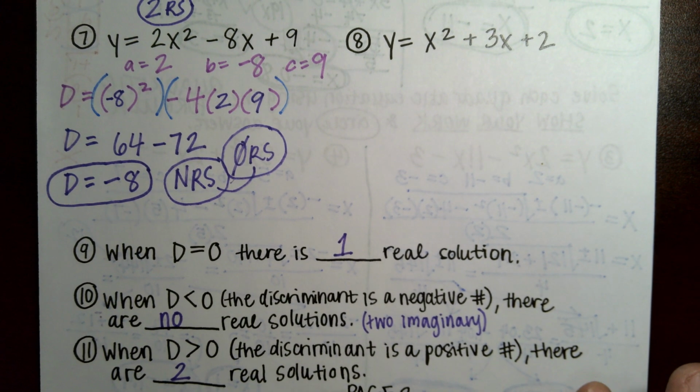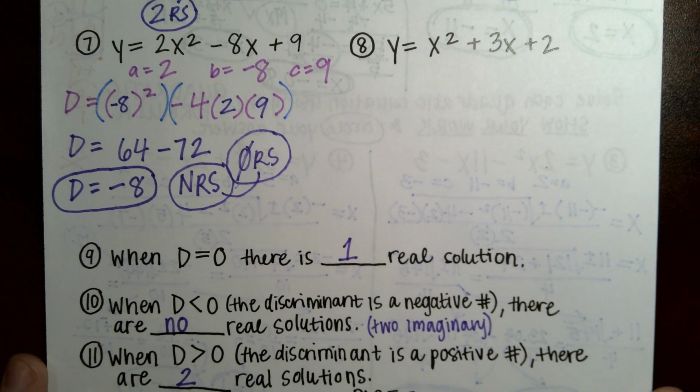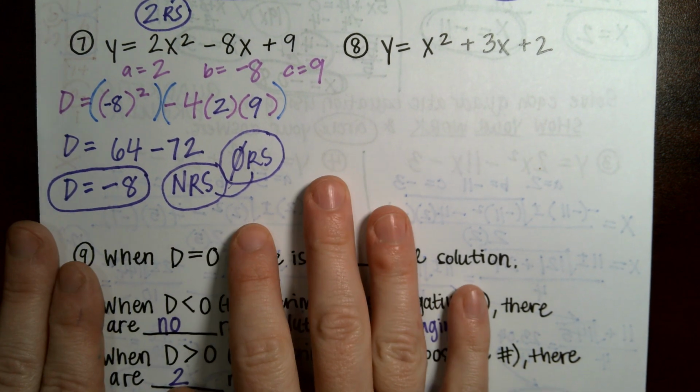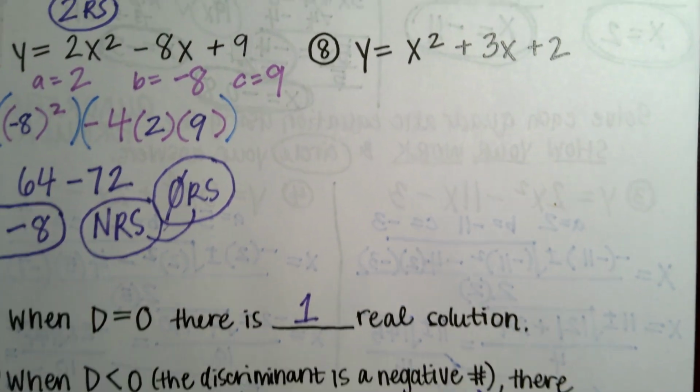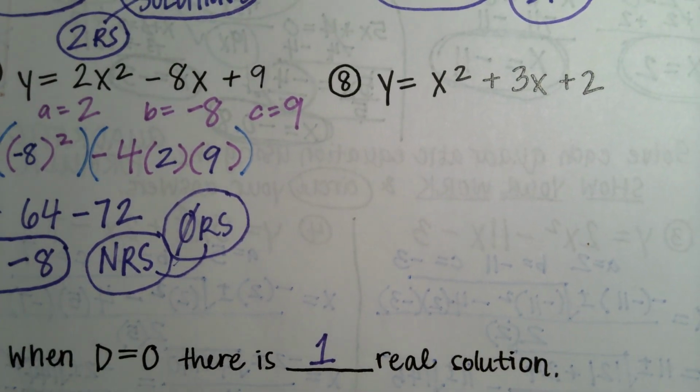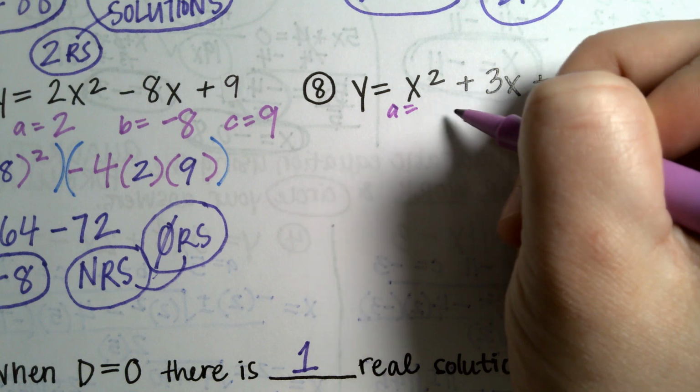Any questions on 7? Anybody still need the written word? We okay to move to 8? Okay, let's do 8. Last discriminant problem. Figure out A, B, and C.